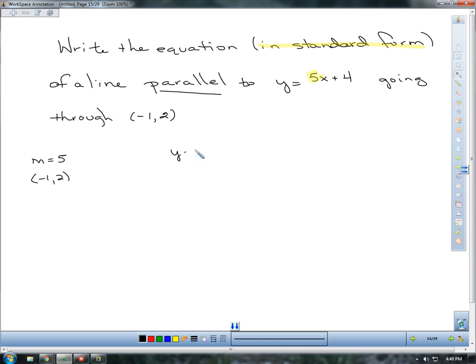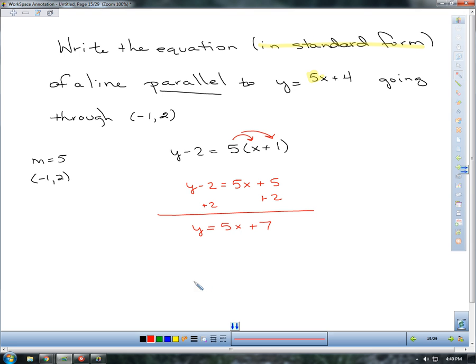So I know y minus 2 is going to equal 5 times x minus the negative 1, which is like plus 1. Okay, there's my point slope form. To get to standard form, I need to go ahead and go to slope-intercept. So I have to multiply through there. So I have y minus 2 equals 5x plus 5. And now I'm going to add the 2 to both sides. And so I get y equals 5x plus 7.